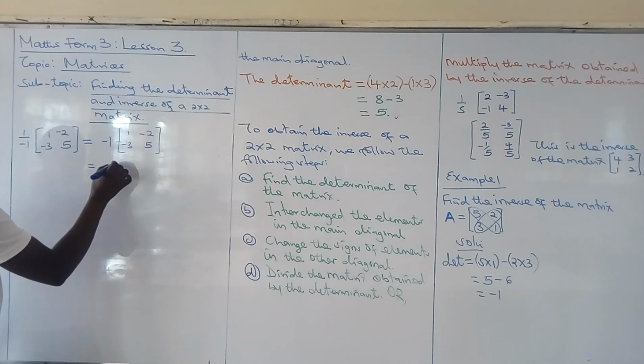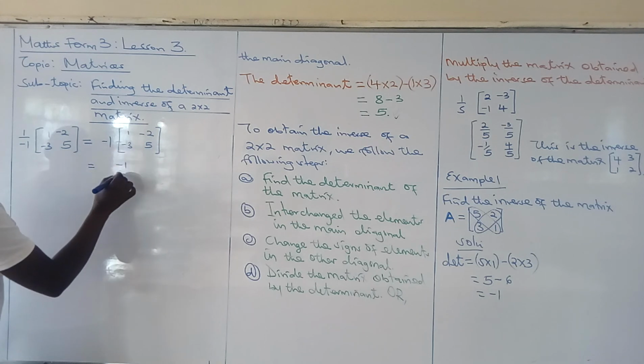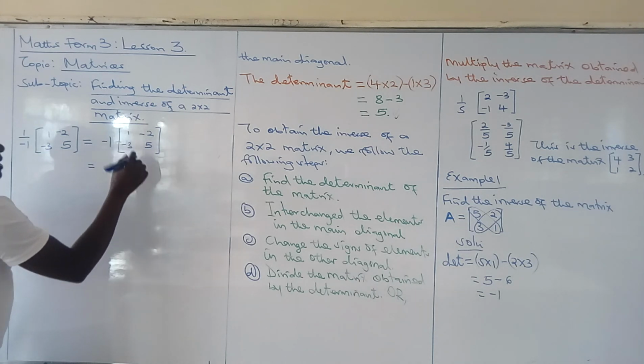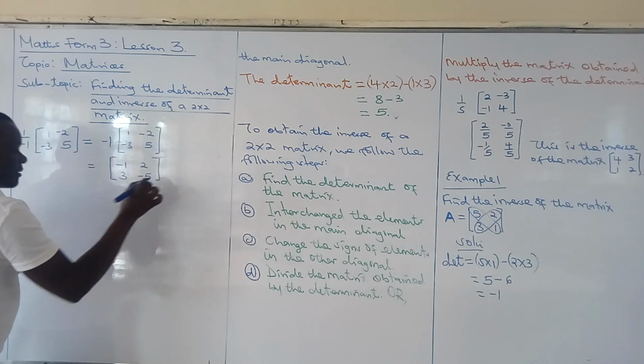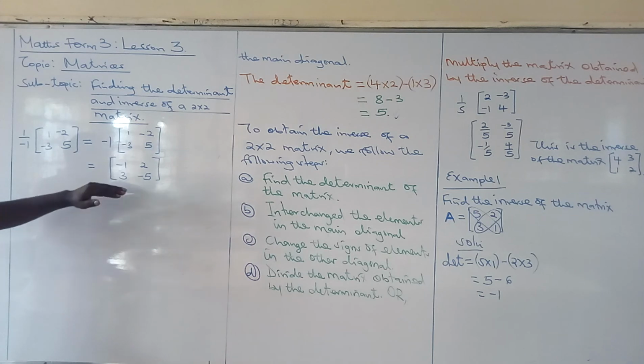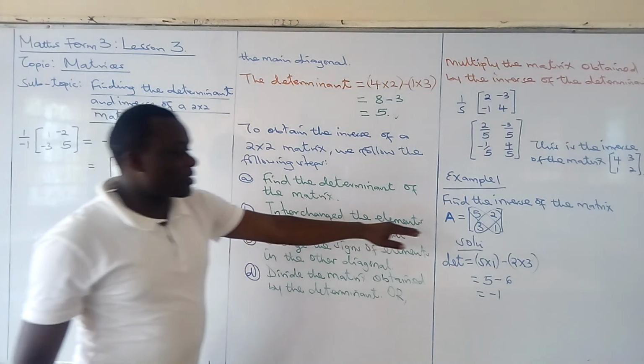Minus 1 times 1 is minus 1. Minus 1 times minus 3 is equal to 3. Minus 1 times minus 2 is equal to 2. Minus 1 times 5 is minus 5. So this is now the inverse of this matrix.